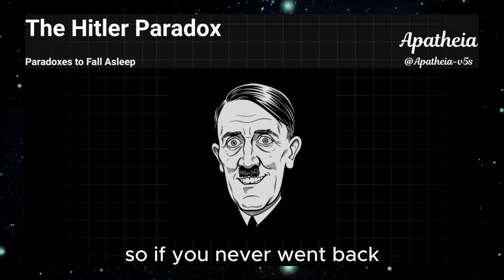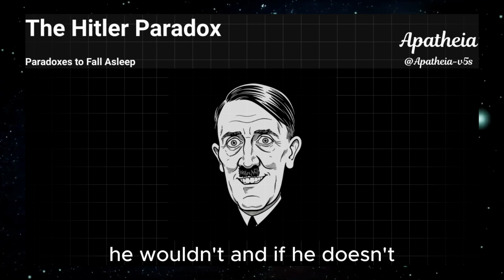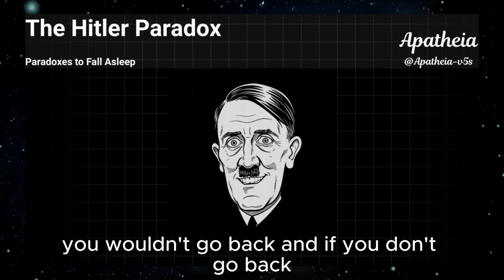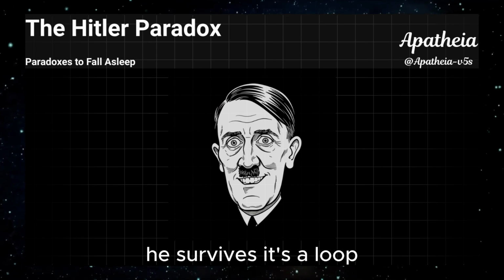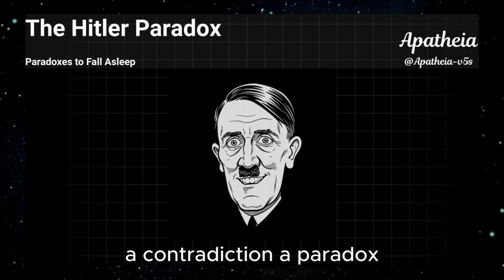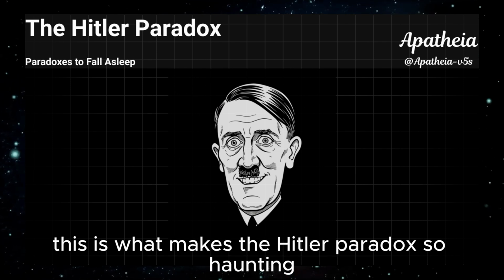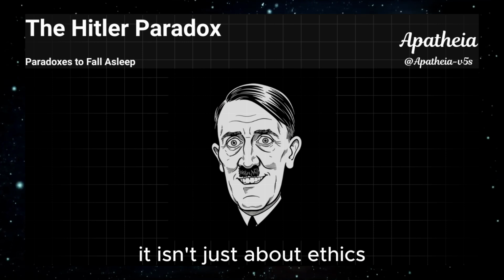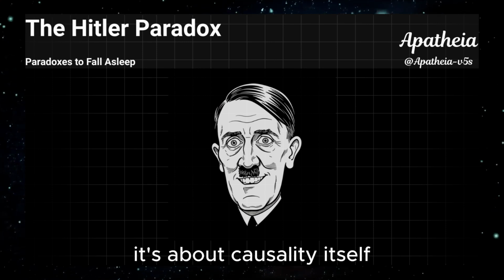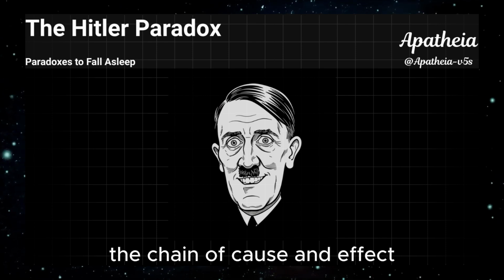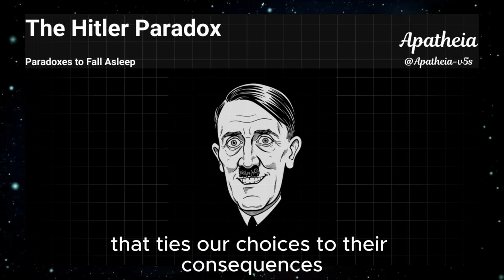So if you never went back, Hitler would rise again. But if you did go back, he wouldn't. And if he doesn't, you wouldn't go back. And if you don't go back, he survives. It's a loop, a contradiction, a paradox. This is what makes the Hitler Paradox so haunting. It isn't just about ethics. It isn't just about heroism. It's about causality itself, the chain of cause and effect that ties our choices to their consequences.